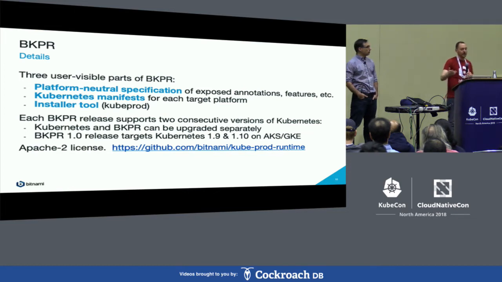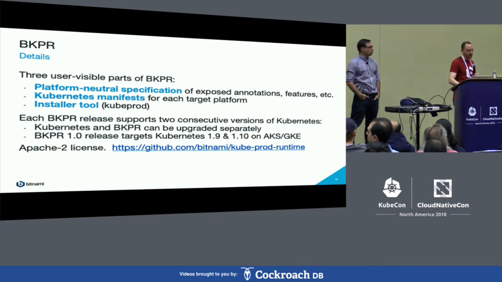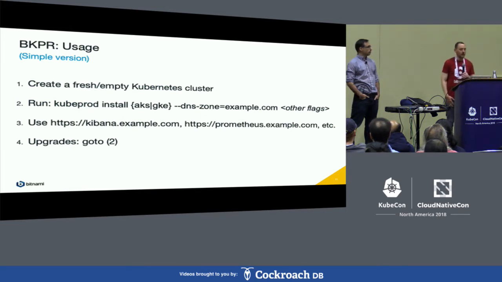We follow the Kubernetes support model, so we support 2 consecutive releases. At the moment, with the 1.0 release of BKPR, we're targeting AKS and GKE clusters, but obviously EKS and Amazon kops are high on our list for the next couple. And then after that, we'll just follow demand. Whatever people want to see, we'll try to support. All Apache 2 licensed, all available on that GitHub project. And yeah, so those 3 parts: the installer, the manifests, and the de facto specification.